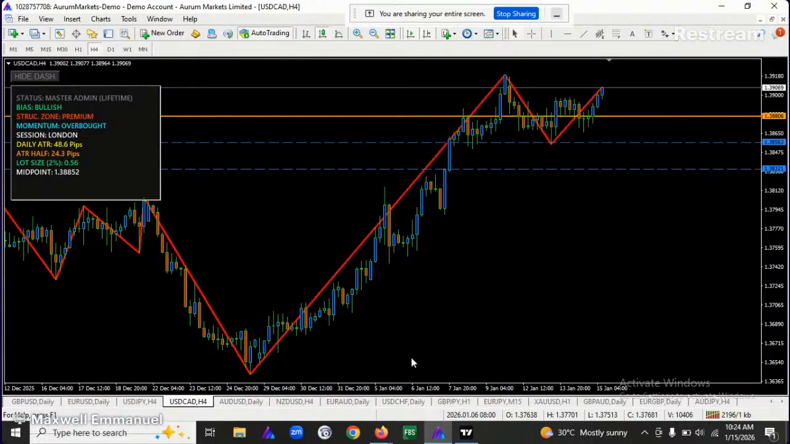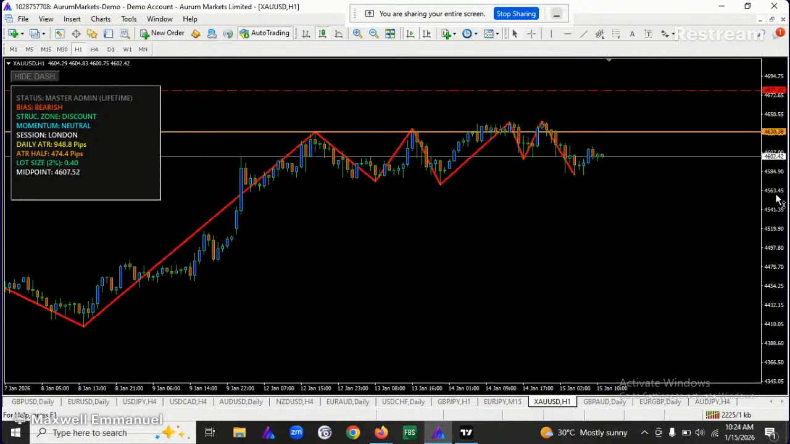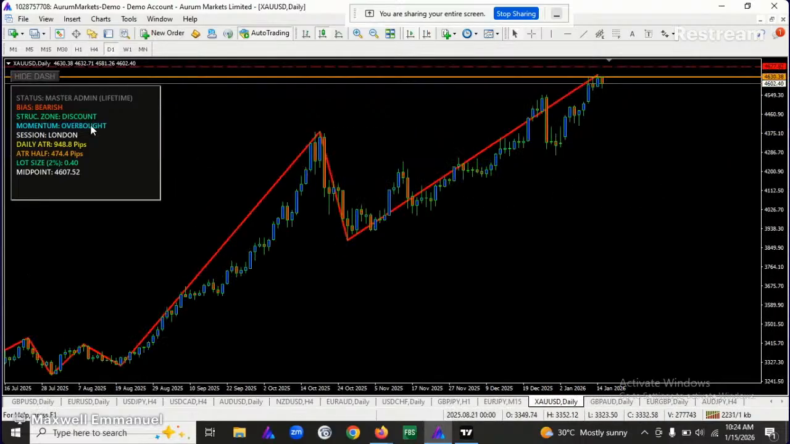Okay, let's look at gold. Let me start with the daily time frame. Gold, as you can see, is bearish, but price is at a discount area, which means we might see a little retracement to the upside before it goes bearish.